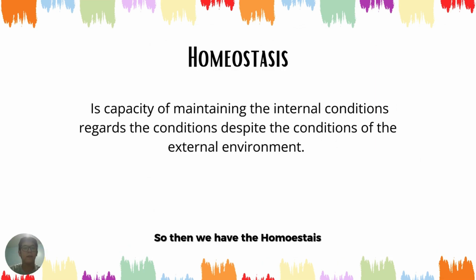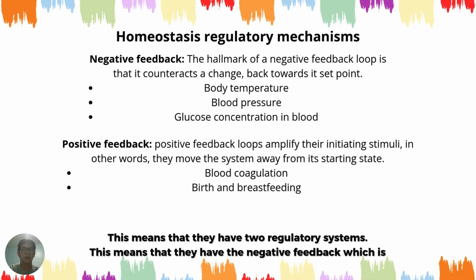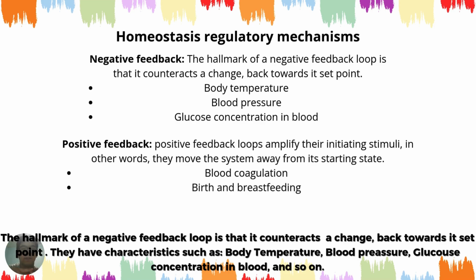Then we have homeostasis, which is the capacity of maintaining the internal conditions despite the conditions of the external environment. This means there are two regulatory mechanisms. First, negative feedback: the hallmark of a negative feedback loop is that it counteracts a change back towards its set point. Examples include body temperature, blood pressure, glucose concentration in blood, and so on.